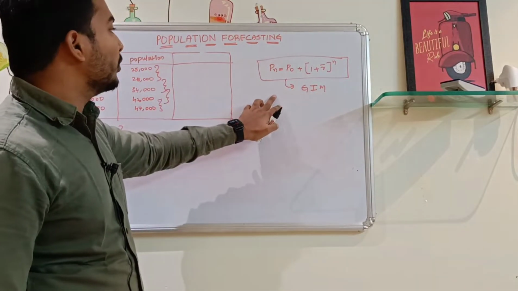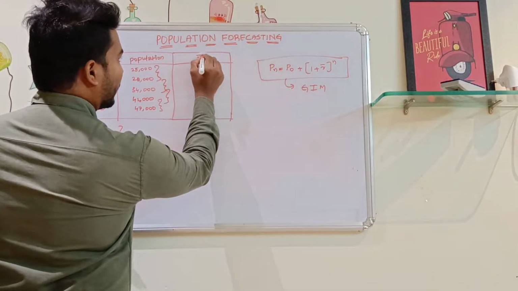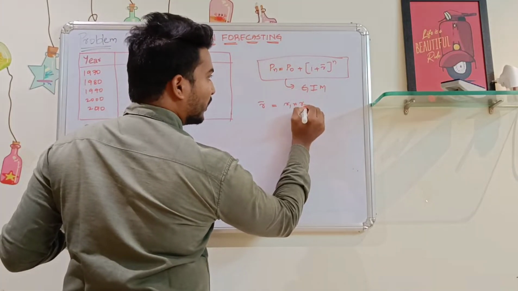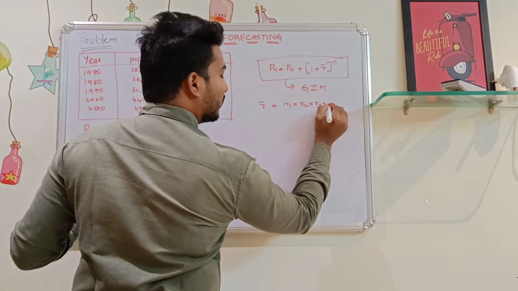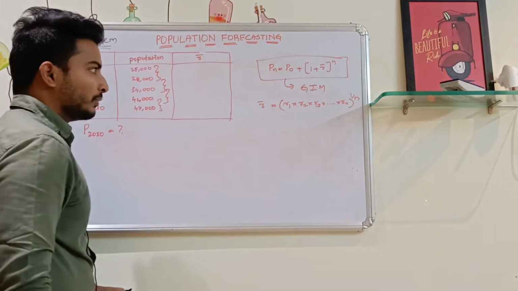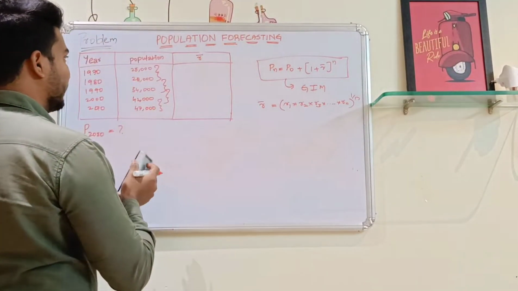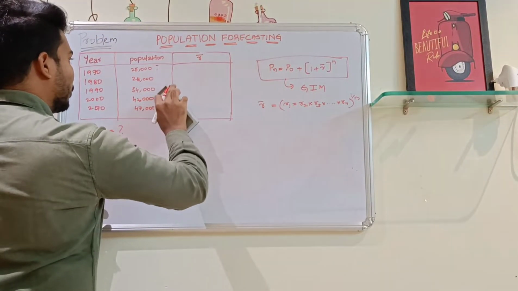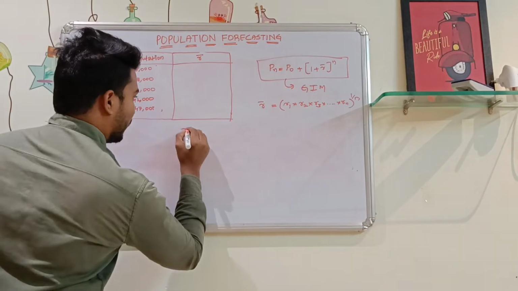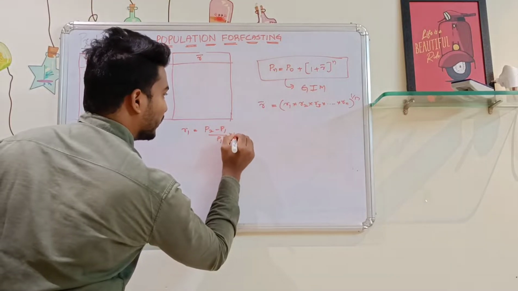Then the next problem. So here, what is R bar? R bar is equal to (R1 into R2 into R3 into so on Rn) whole power 1 by n. So here, R bar is nothing but the percentage increase in the population. So how do you calculate the percentage increase in the population? R1 is equal to (P2 minus P1) by P1 into 100.